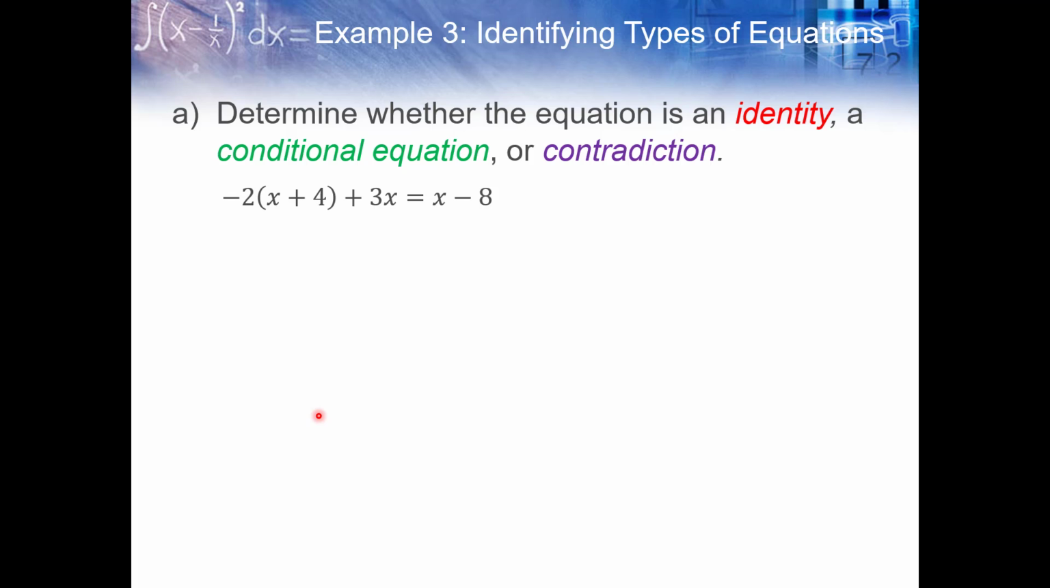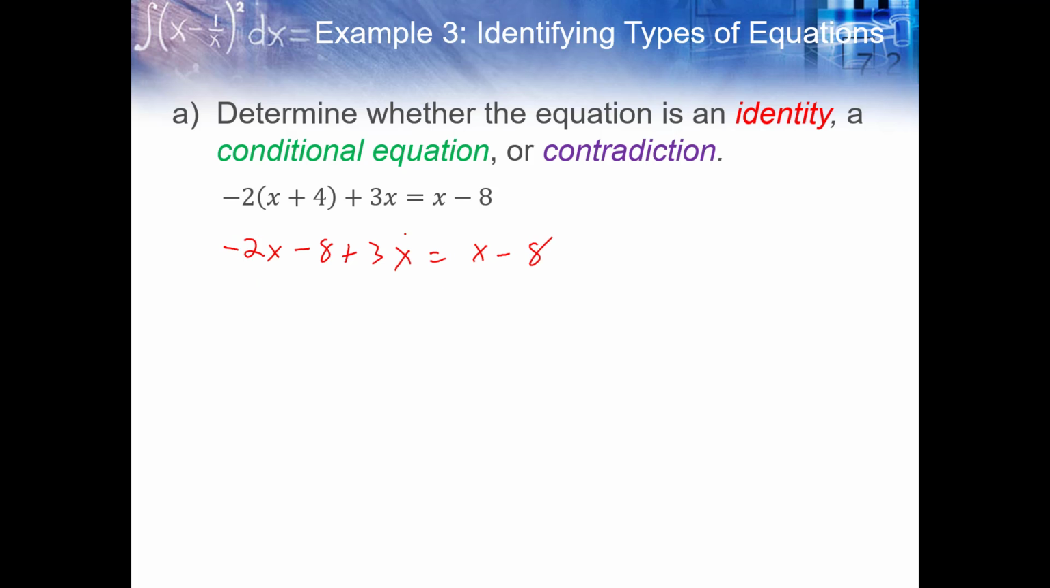Okay, so let's do a couple of problems here. Here we have an equation, and we want to determine whether or not it is an identity, a conditional equation, or a contradiction. So we go ahead and solve for x. To do that, we have to use our distributive property first, so let's go ahead and do that. We will have -2x, -2 times +4 is -8, plus 3x, and that's going to be equal to x minus 8.